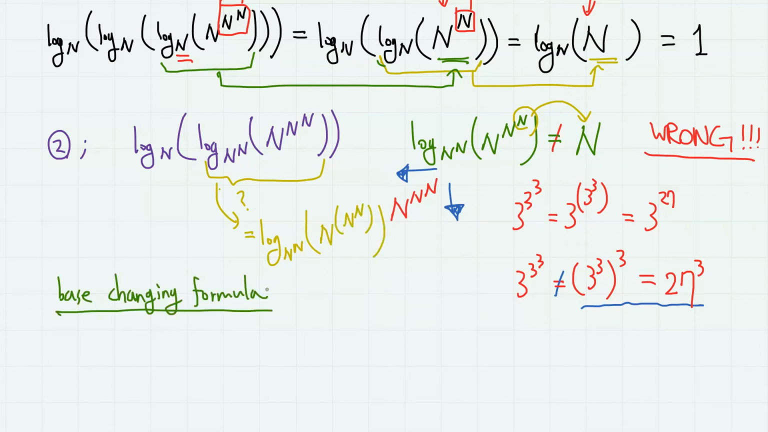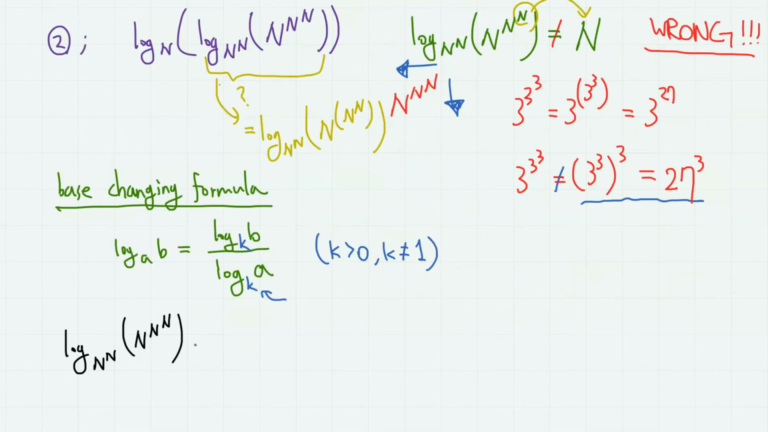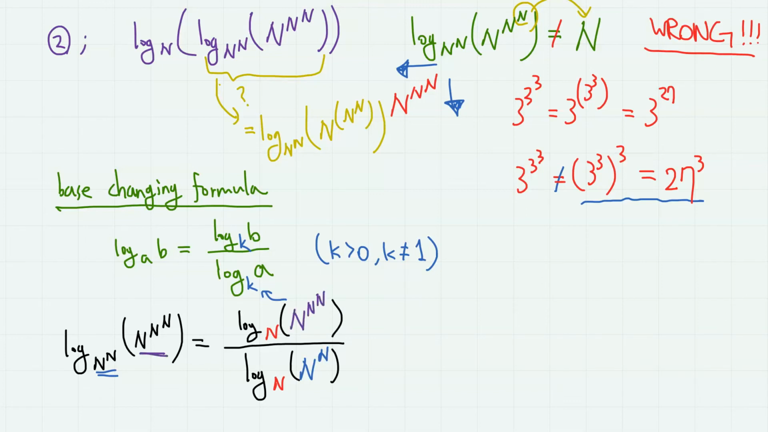entire thing. So here we instead use the base changing formula, where we can introduce a new base k according to this relation. So here for this part, instead of using the base n to the n, let's use base n. Then, using this new base n, at the denominator, we have this part, so we have n to the n. And in the numerator, we have this part, so we have n to the n to the n.